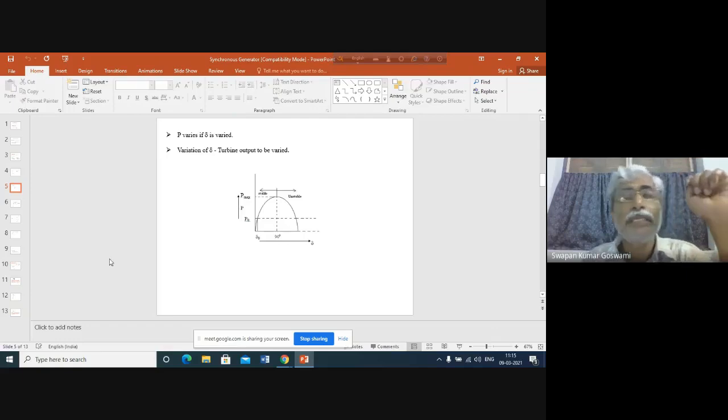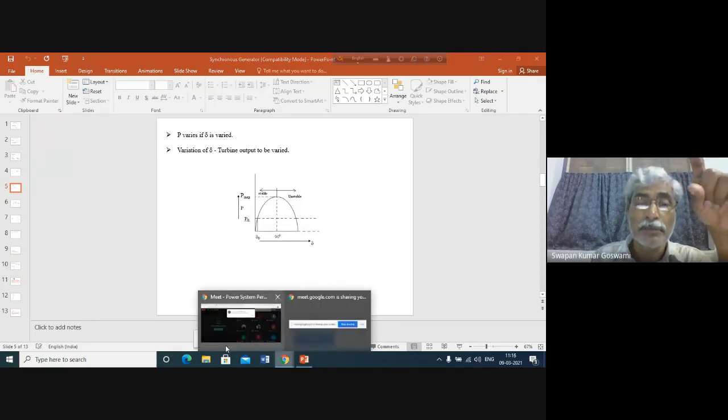Now, since we have established the fact that field current will not be varied for varying the output power, when we are discussing the active power variation of the synchronous machine, we shall be assuming that the field current is constant. Since the field current is constant, obviously Pmax, that is EF Vt by Xs, is also constant. So our power angle curve, this sine curve, Pmax sine delta, has a known peak. Okay, the peak is fixed.